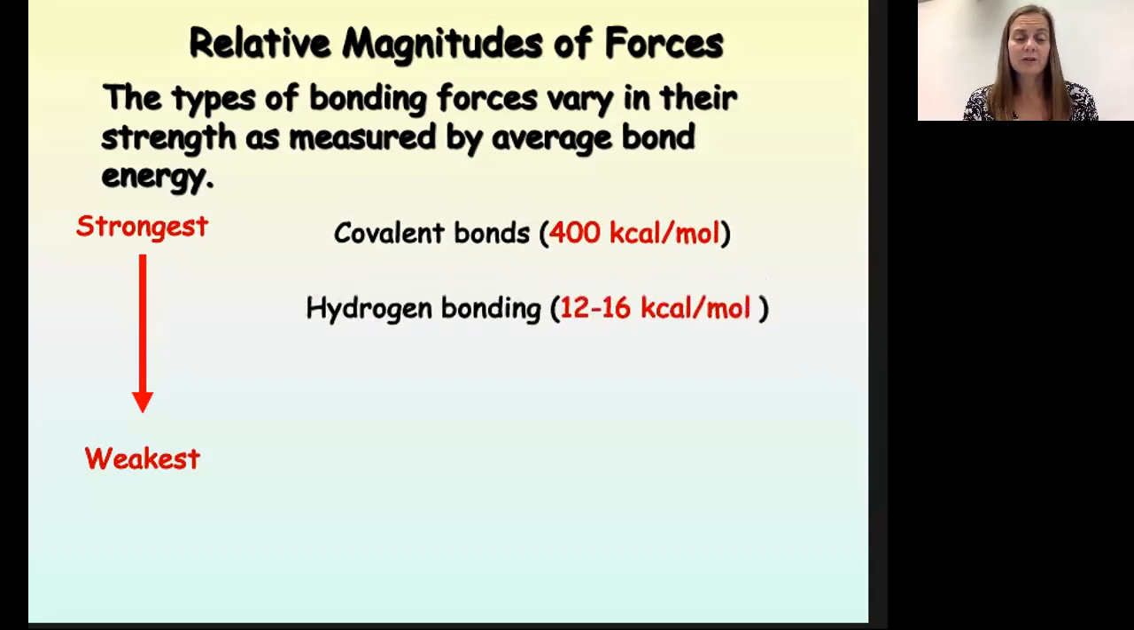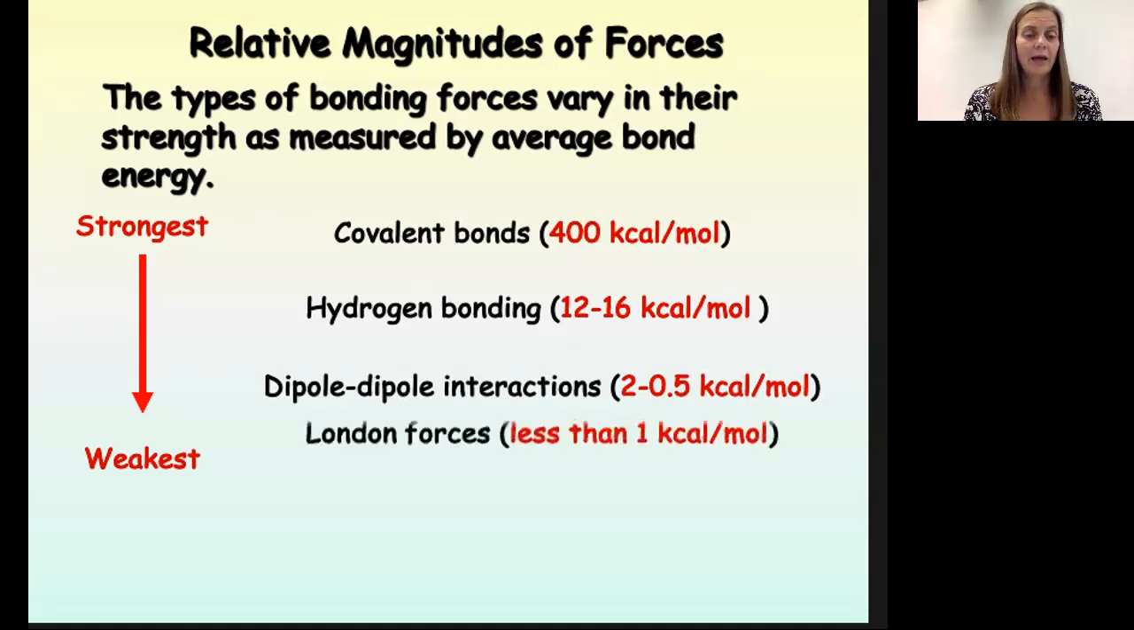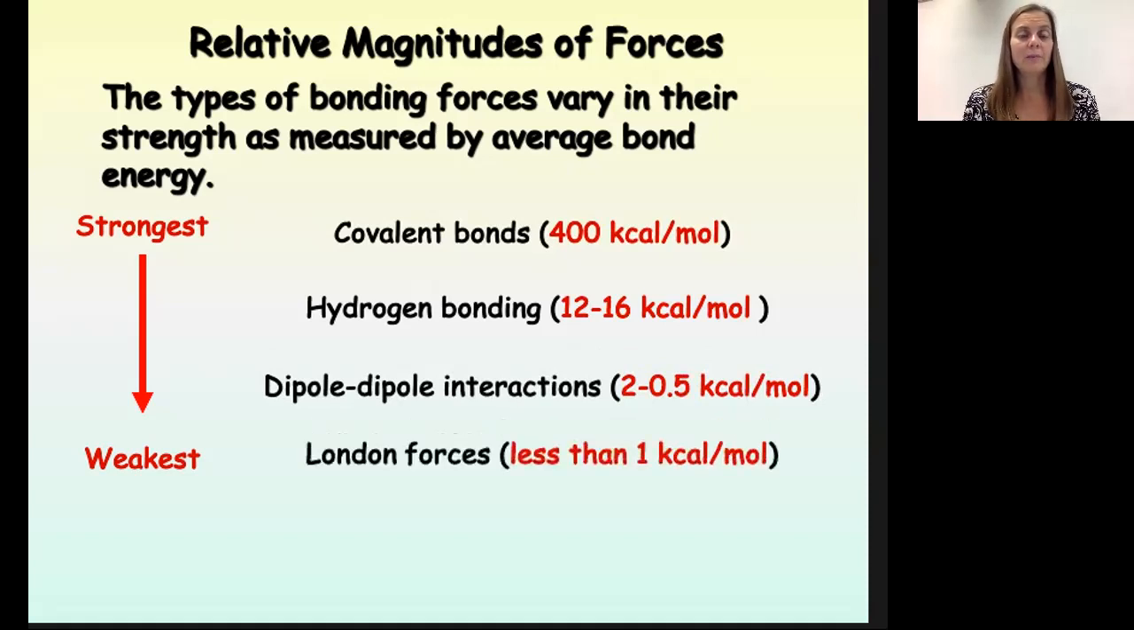So hydrogen bonding is generally considered to be the strongest intermolecular force, and it only has a bond energy of 12 to 16 kilocalories per mole. That is not very strong, especially when you compare it to the covalent bonds, which are many times stronger than that. The next strongest one is dipole-dipole interactions, and those are even smaller, a half a kilocalorie per mole to 2 kilocalories per mole. And then the weakest of the intermolecular forces are what we call London dispersion forces, and those are generally less than 1 kilocalorie per mole.